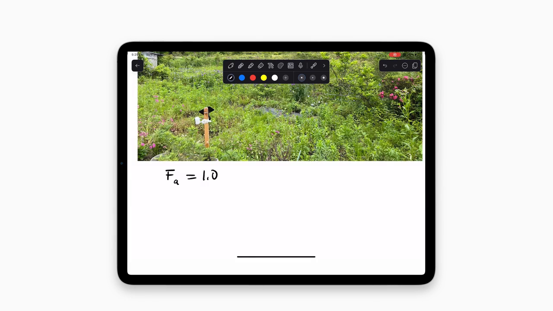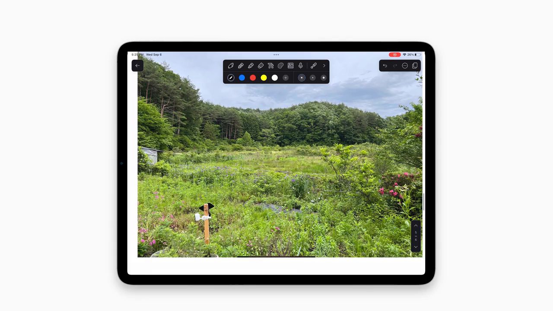Well, if it's seeing 100% sky, what is FG, our ground view factor? Well, that's 0, because it's got to add up to unity. And so this is our long wave radiation. Now let's talk about the short wave radiation.